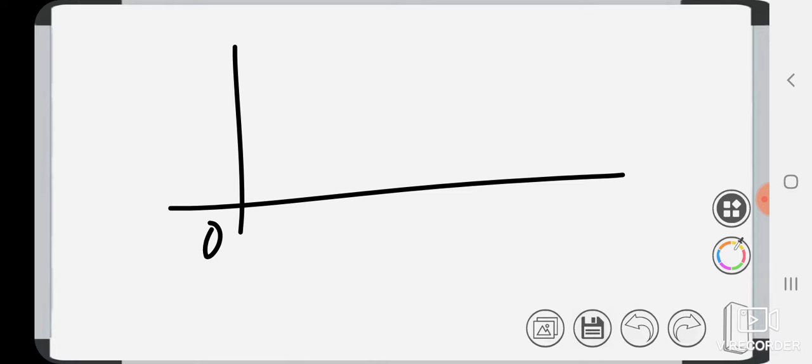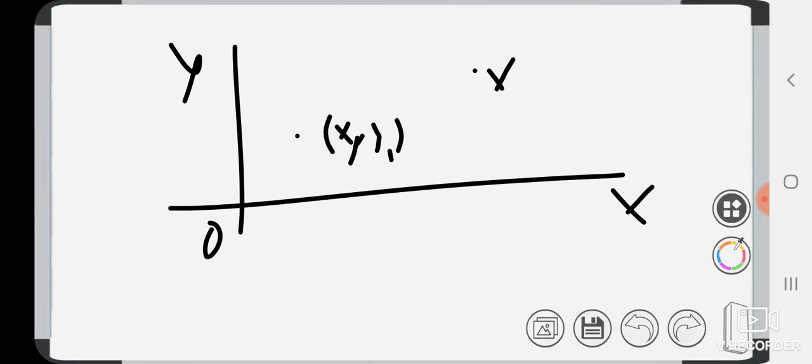Like this is O, Y, O, X. I'm just taking the positive for now. And now what is that? Now suppose there is a point, where x, y is the point, x1, y1, and this is the point where x2, y2 is the point. Okay, right? So here, if we just go from there to there, there is a change in height and a change in distance.